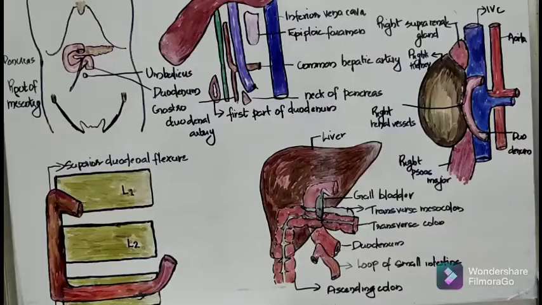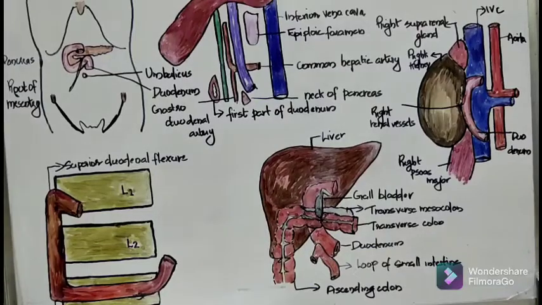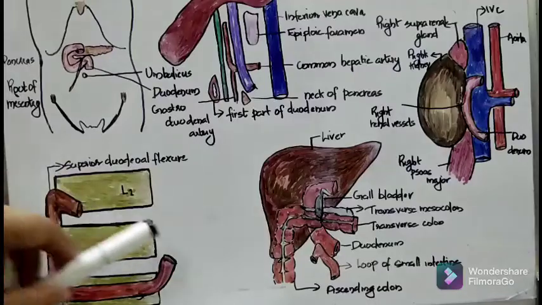Today we'll only discuss the first and the second part of the duodenum and its relations. The duodenum is a retroperitoneal organ. What do we mean by retroperitoneal organ? It is present behind the peritoneum. Most of the duodenum is fixed, and it is free or mobile only at the 2 ends.